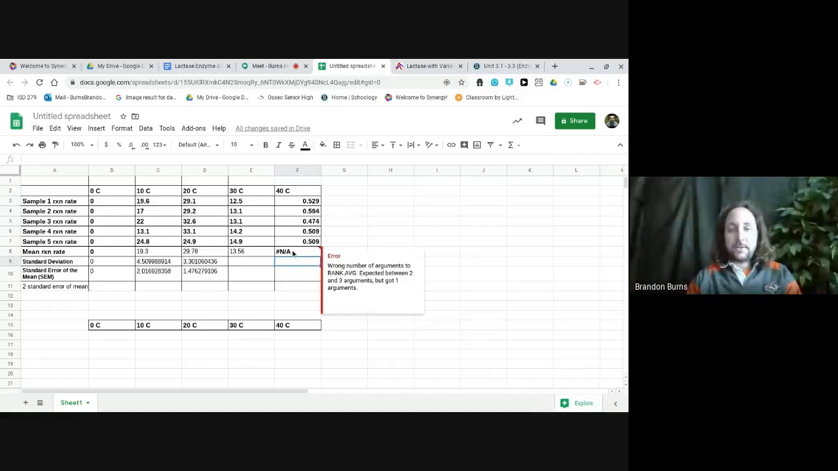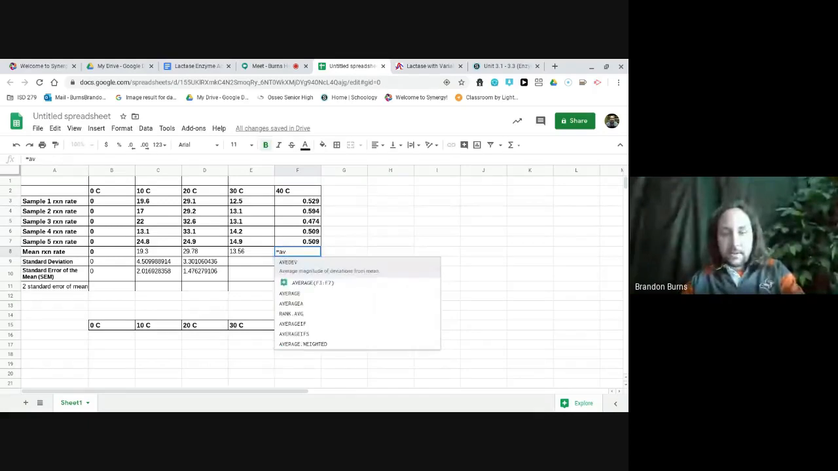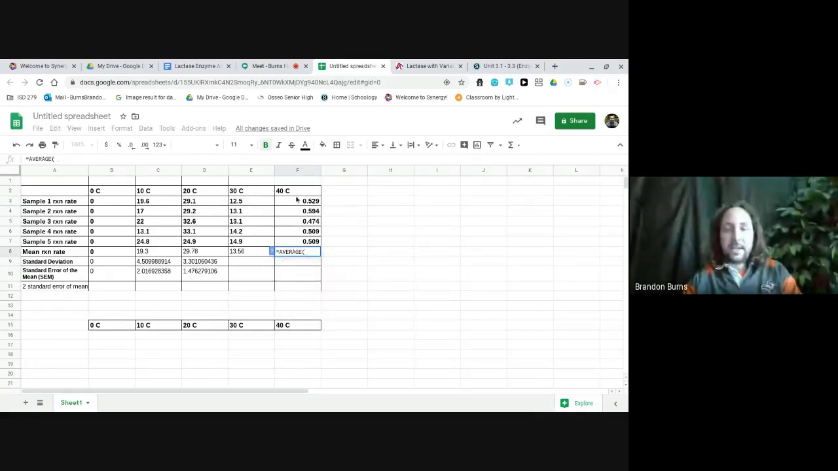Oops, what did I do wrong? Oh, I think I did the wrong average. Equals average. Oh, there we go. I think I had rank average. I don't know what that is. I thought it was going to work the same. It obviously doesn't. There we go. So the average of all of those data points is 0.523.